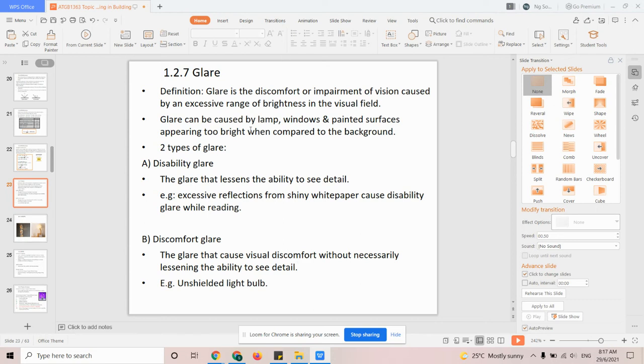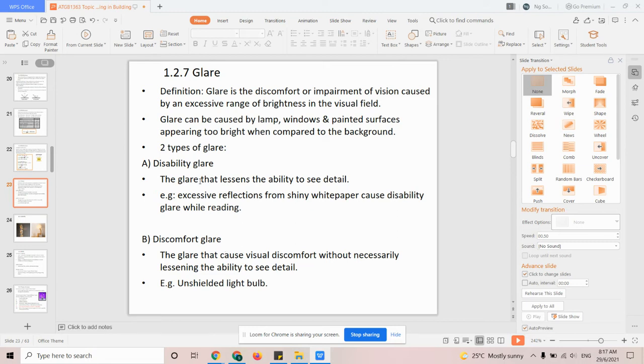Okay, so next one, we have glare. So glare is basically just an excessive amount of brightness in our field of vision. So there's actually two types of glare. We have disability glare and discomfort glare.